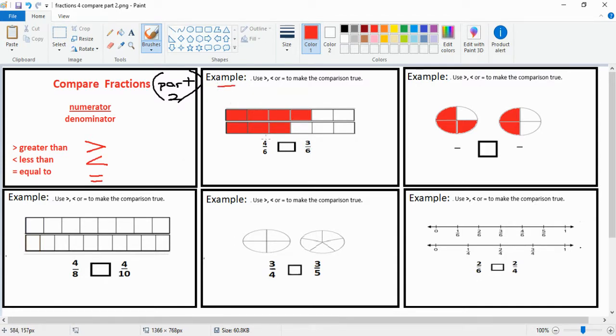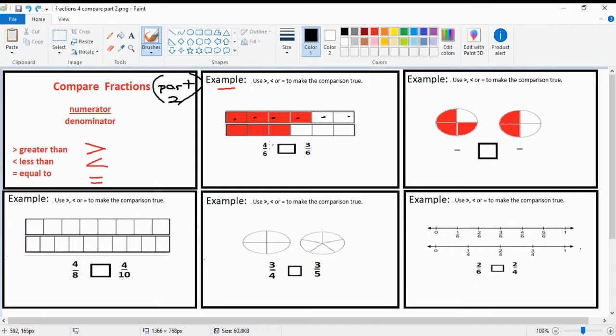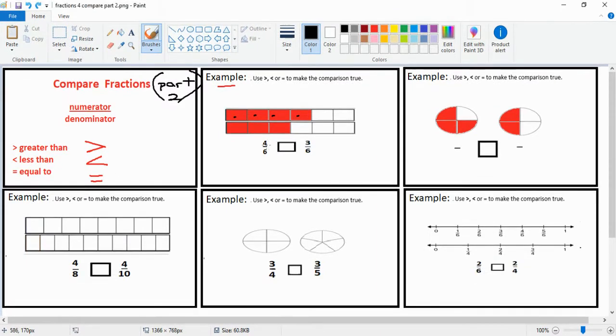So we have 4/6 here, and here it is a visual representation. We have 1, 2, 3, 4, 5, 6. That's your denominator. The total number of equal parts is your denominator. The numerator, the 4 in this example, is the number of equal parts that have been shaded or colored red. 1, 2, 3, 4. So there it is a visual representation.